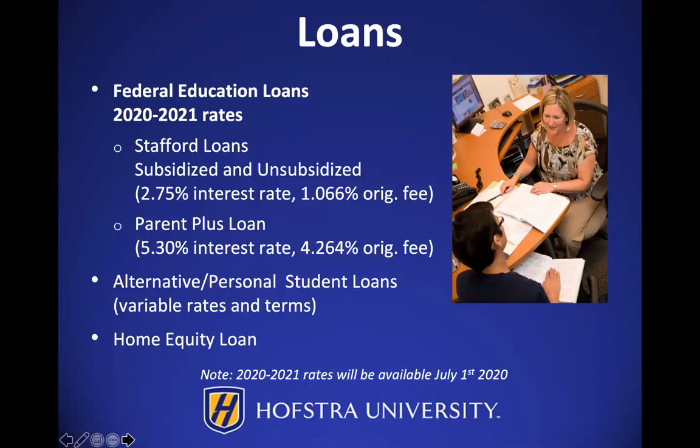The subsidized loan does not accrue any interest while you're in school, and the unsubsidized loan does accrue interest while you're in school. However, neither loan needs to be paid back until after you graduate. And there is a 6-month grace period after the student graduates before any repayment needs to be made with the loan lender. Right now, the current interest rate for students is 2.75%. This went down from the last academic year, which was 4.53%. So it did drastically go down from the previous academic year.